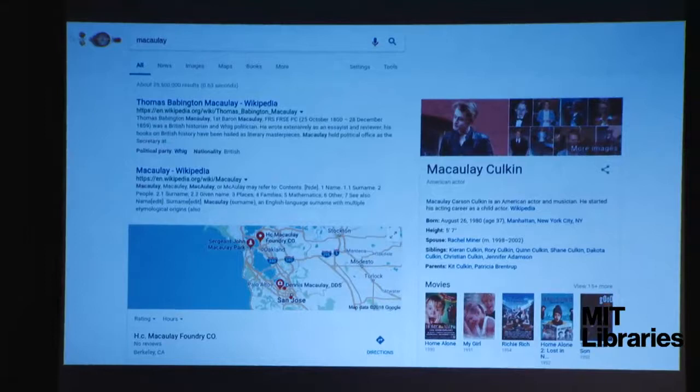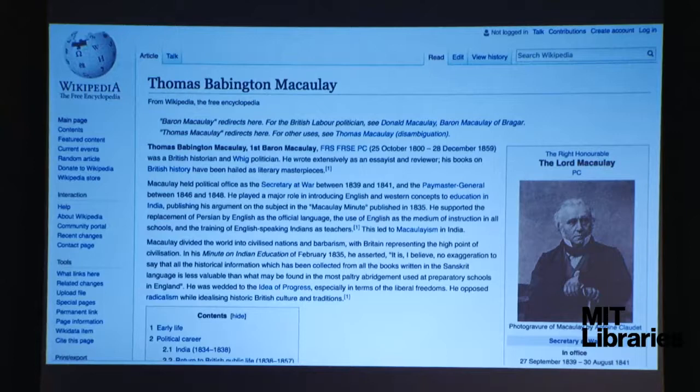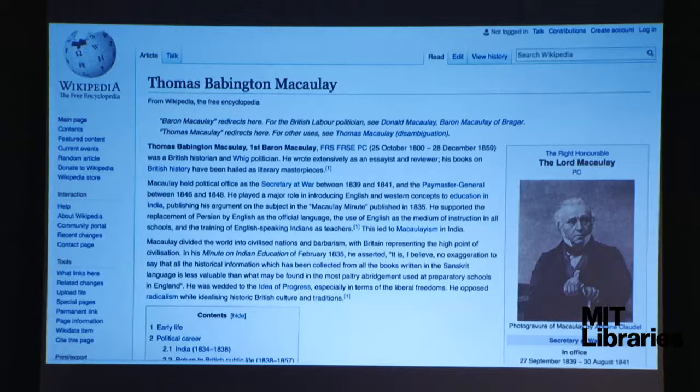Let me begin by saying that, symptomatic of a great deal I might say in this talk, the Google algorithm and I do not agree on Macaulay's relative importance in my life. When I search for Macaulay online, the Google Knowledge Graph gives me Macaulay Culkin. On the other hand, Wikipedia does have a great deal to say about Macaulay. In 1835, Macaulay wrote an infamous Minute on Education that dramatically changed the education system in India. It made it primarily English-centric for the Indian middle classes.